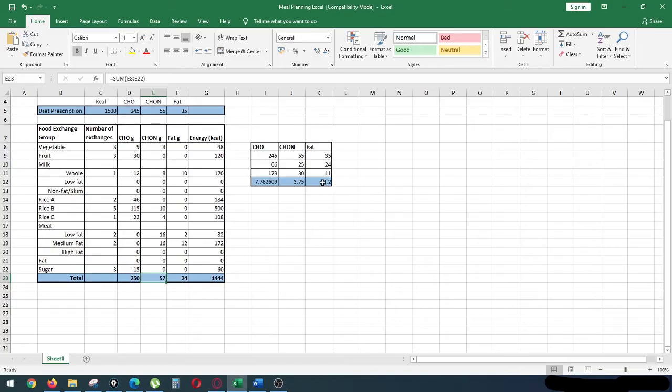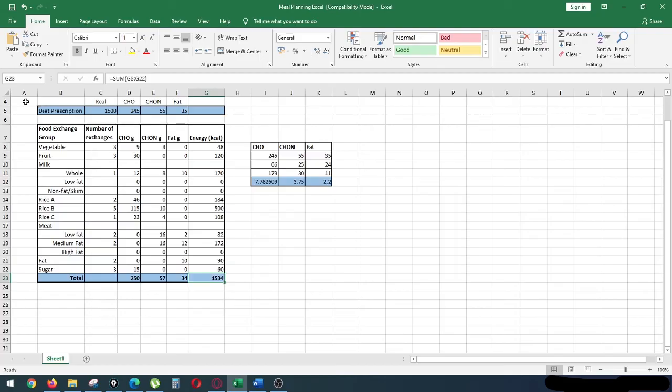And then for the fat, we have a remaining of 2.2 exchanges for fat. Let's try that one. We can put 2 exchanges and let's see how it works. So we have a total of 34 for the fat allowance. It did not reach 35, but then again, it's still okay because we are allowed plus or minus 5 grams per macronutrient. And for the kilocalories, it's 1,534 kilocalories, and that is still okay because again, we are allowed plus or minus 50 kilocalories allowance for the energy.